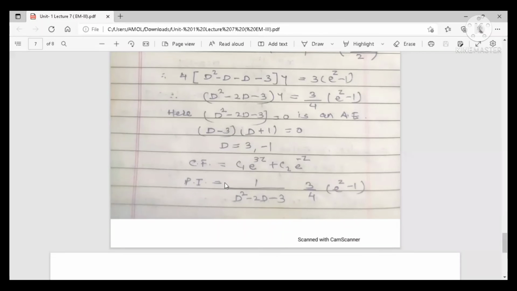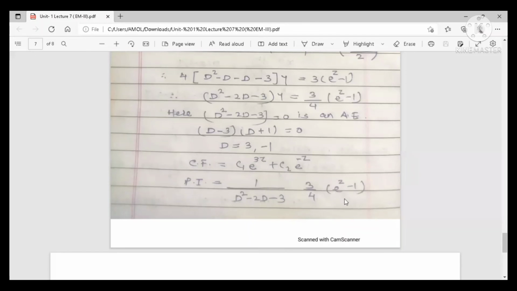The particular integral is here 1 upon D square minus 2D minus 3 into 3 by 4 into e raised to z minus 1. That is 1 upon phi of D into f of z. 1 upon phi of D is here D square minus 2D minus 3, and your function f of z is here 3 by 4 into e raised to z minus 1.